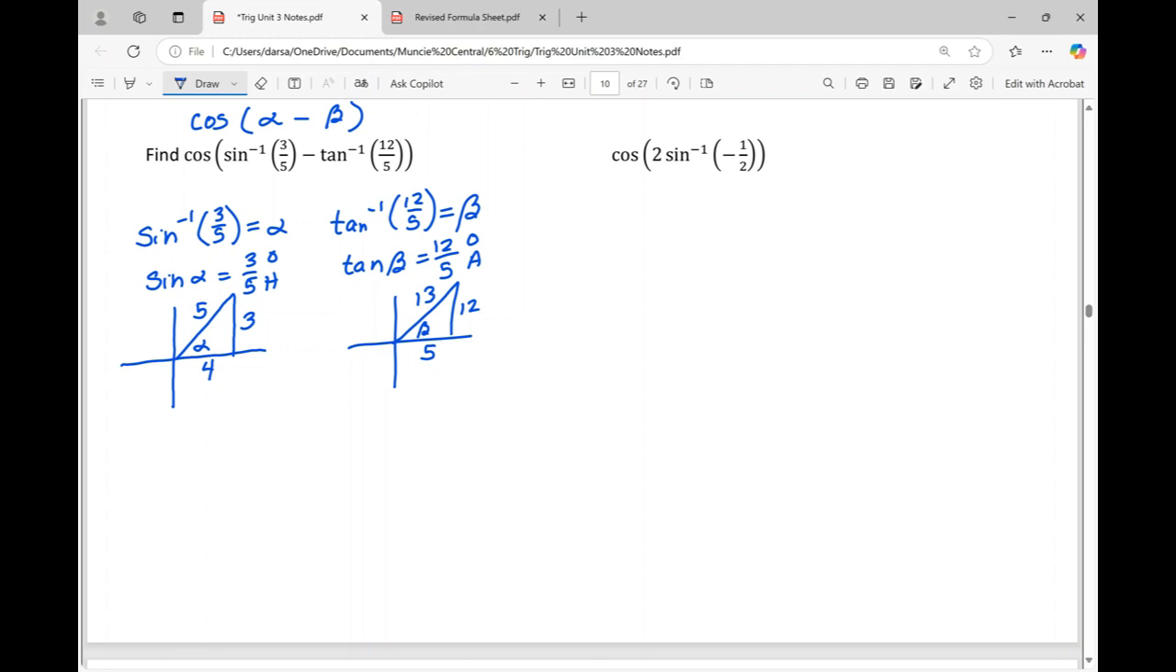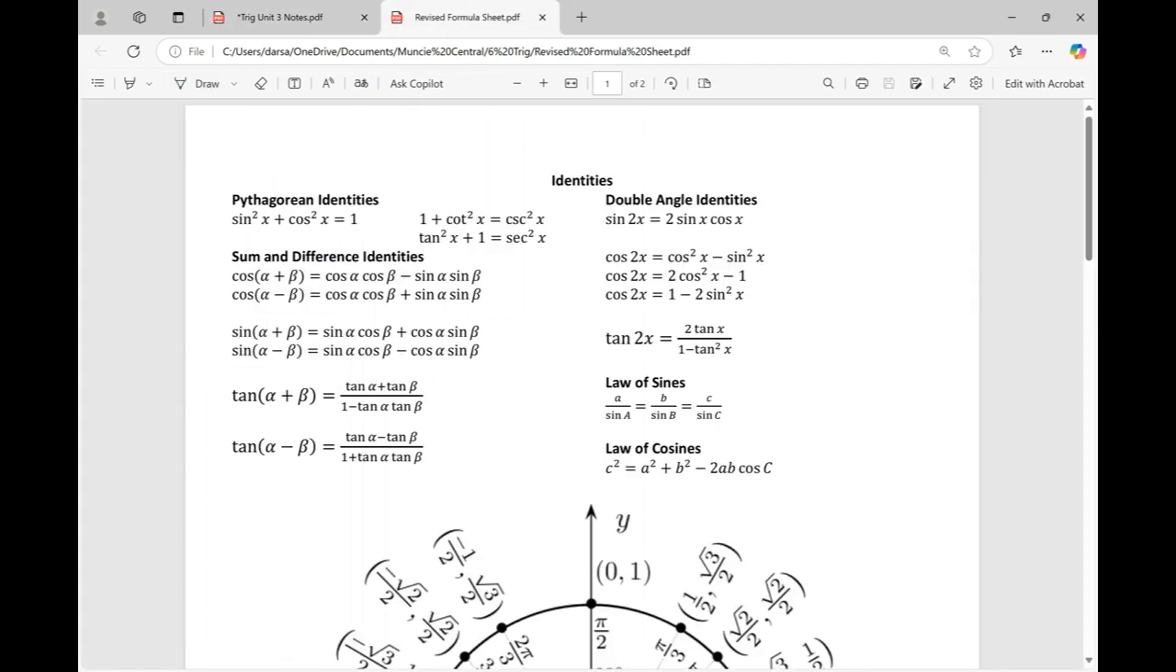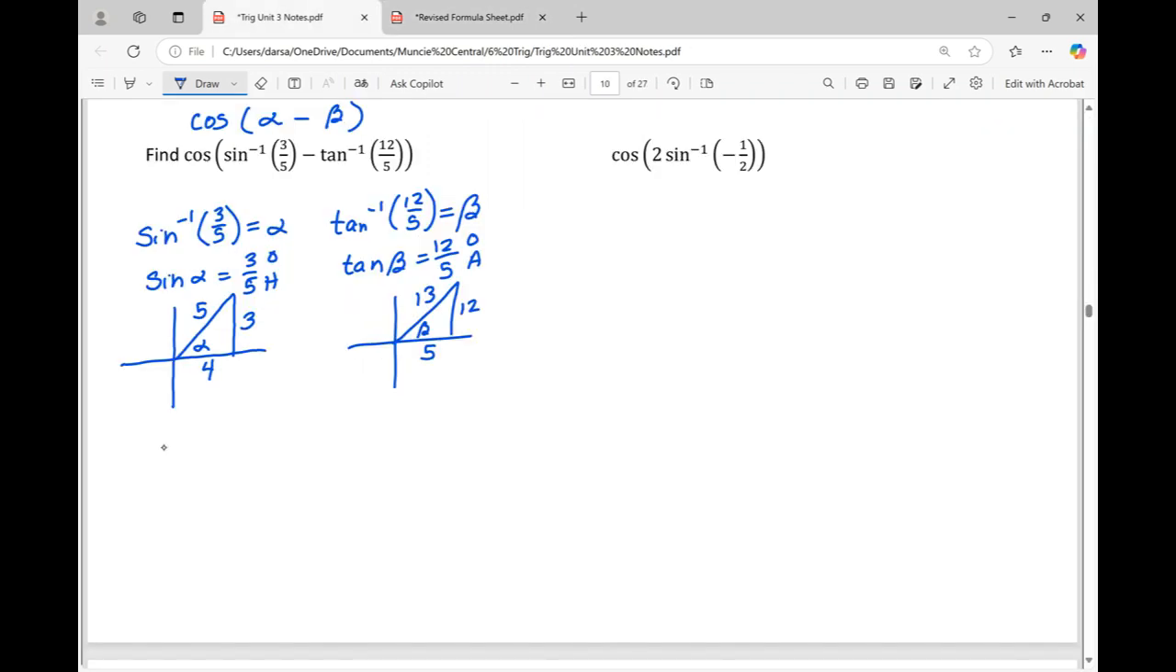Does that look familiar? It should look familiar because if we look at our formula sheet, cosine of alpha minus beta was one of our trig identities that we had. It was the cosine cosine plus sine sine trig identity. So we're going to go ahead and write that trig identity down. The cosine of alpha minus beta is cosine alpha cosine beta plus sine alpha sine beta. Now we'll look at our triangles alpha and beta and find the fractions that that gives us.